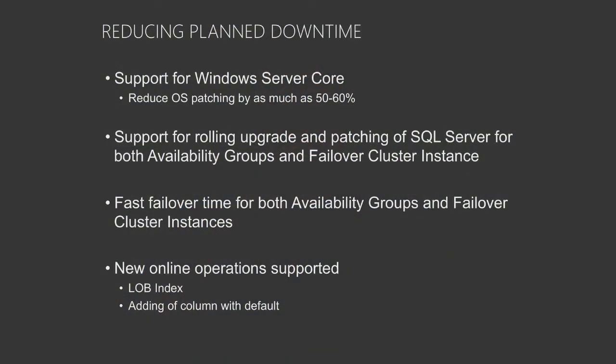All right, so I've talked about AlwaysOn availability groups. I've talked about AlwaysOn failover cluster instances. Let me talk about a few more things that we have done for your availability and helping with disaster recovery. We support Windows Server Core with AlwaysOn availability groups and AlwaysOn failover cluster instances. This reduces OS patching by around 50 to 60%. We support rolling upgrades and patching with SQL Server. We have done some work in the recovery stack to improve the failover times. And we also have new online operations such as LOB index, as well as adding columns with defaults. All of these will also help with your availability.